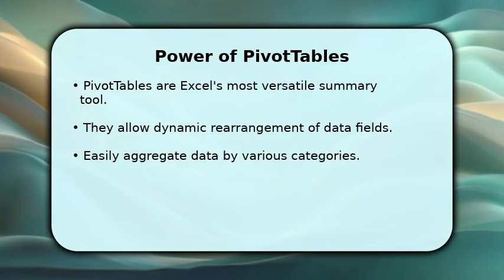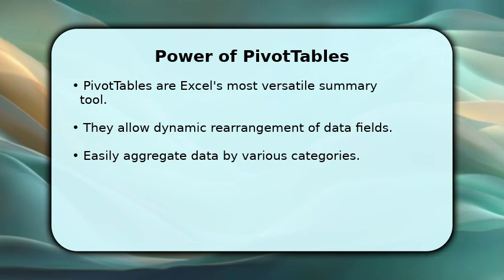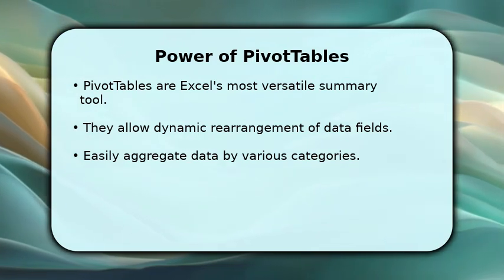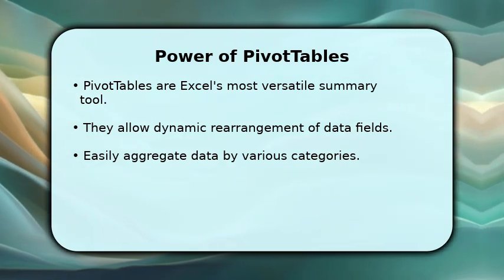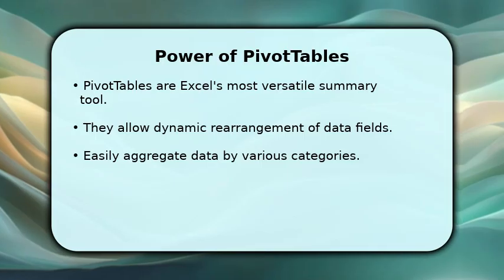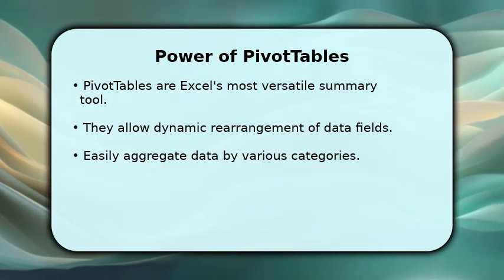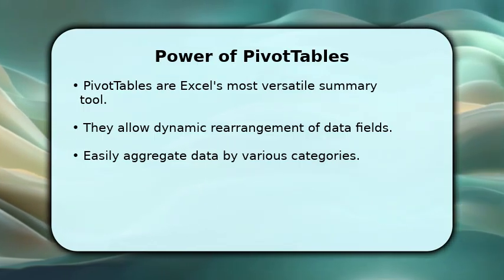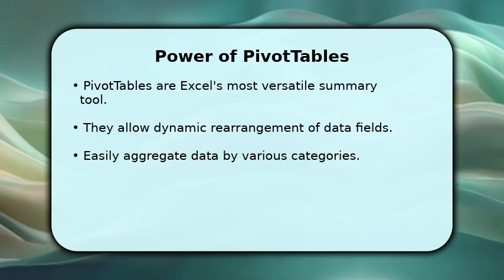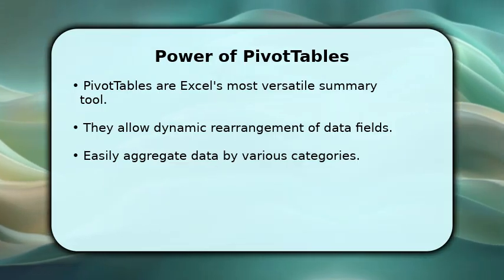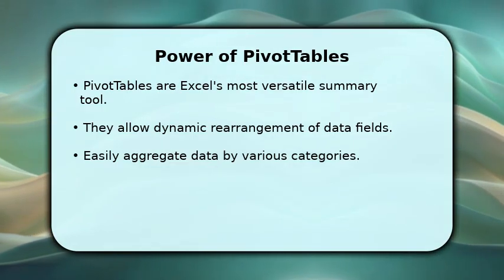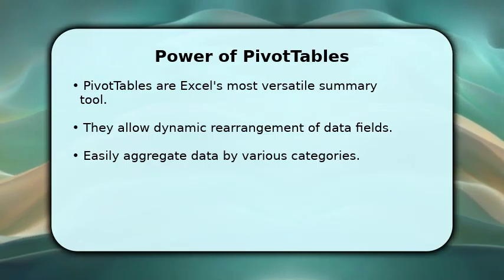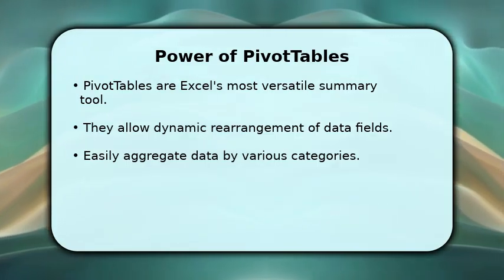The cornerstone of effective data summarization in Excel is the pivot table. This incredibly powerful feature allows you to quickly reorganize and summarize vast amounts of data with just a few clicks. Imagine having thousands of rows of data and needing to see totals by region or product category. A pivot table can do this in seconds. It's a dynamic tool that adapts to your analytical needs, providing flexibility and speed.